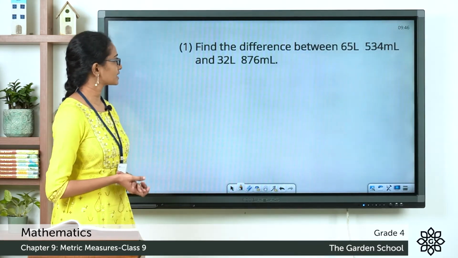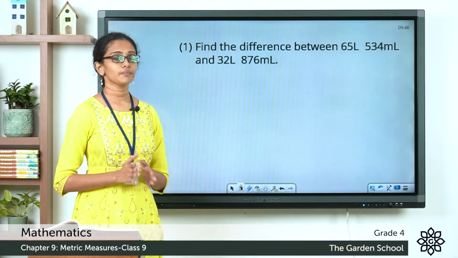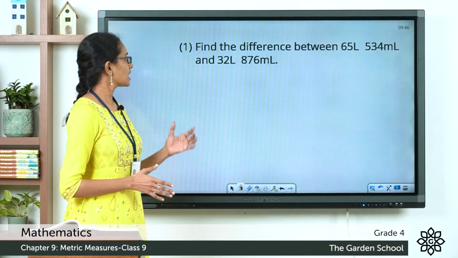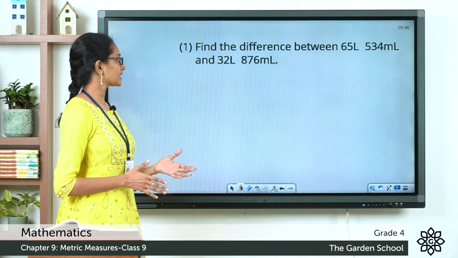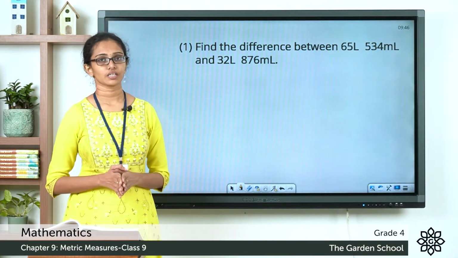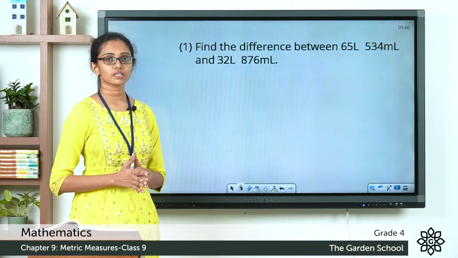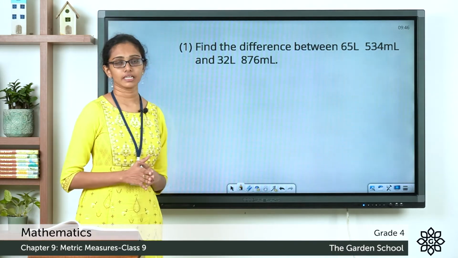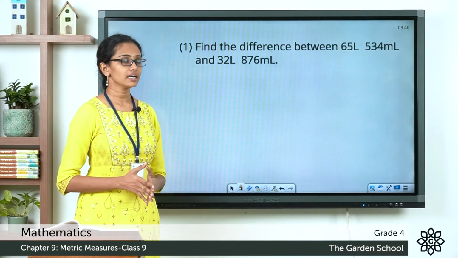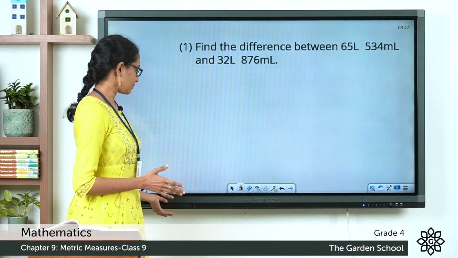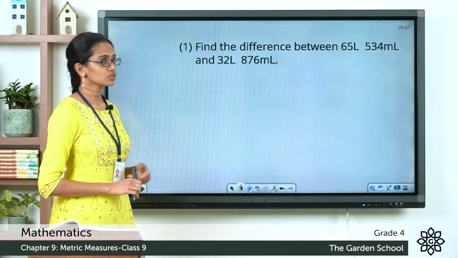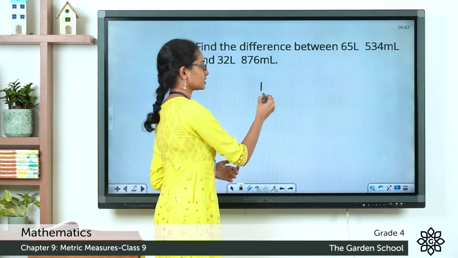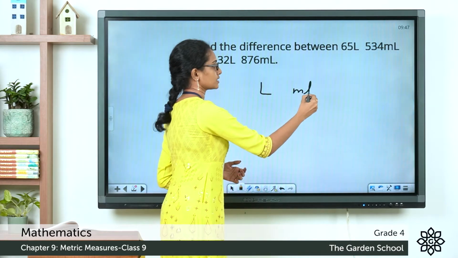See the first question given here. Find the difference between 65 liters, 534 milliliters and 32 liters, 876 milliliters. So you are given two measurements of capacity here and they are in terms of liters and milliliters. Like we said earlier, the first step is to write them in the correct columns of units. So which are the units given here? The units given here are liters and milliliters.